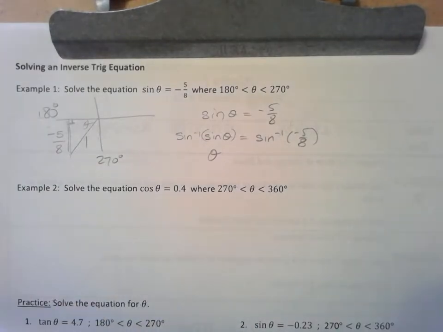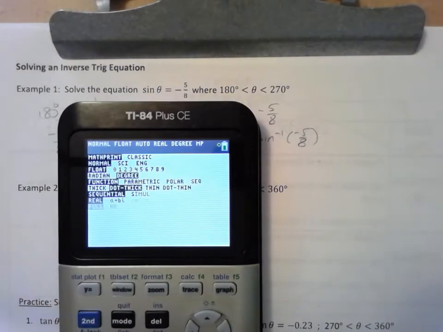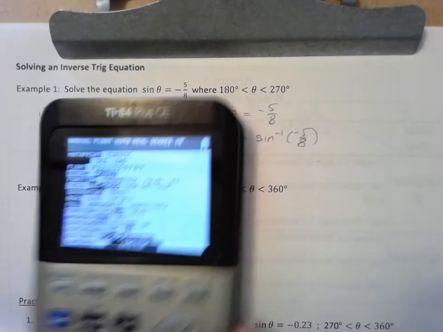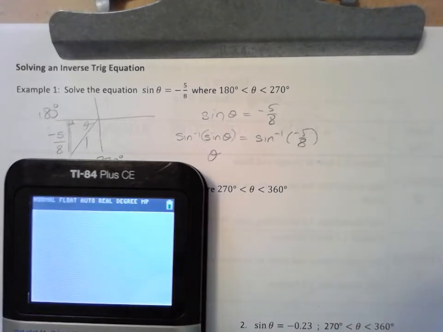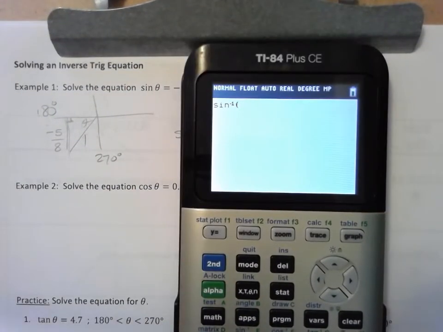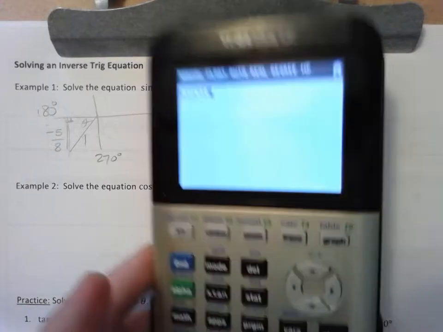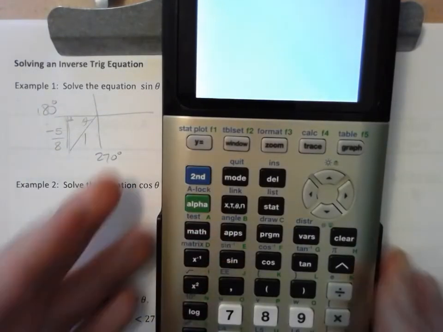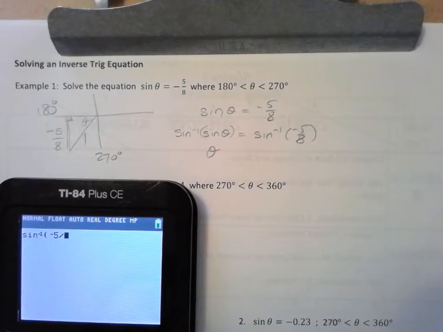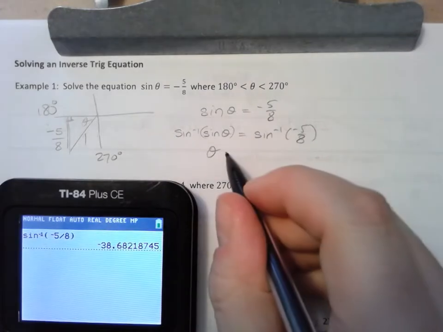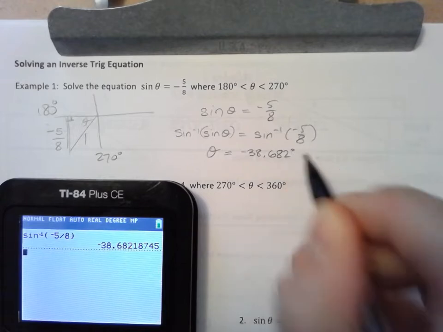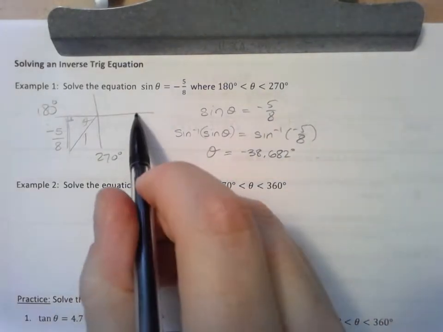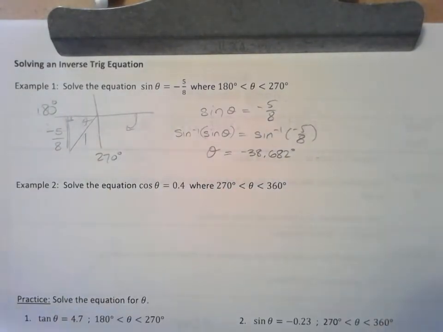Now I want my answer to be in degrees, so I'm going to double check my calculator is in degree mode because it says it's an angle between 180 and 270 degrees. So let's type sine inverse. We're going to use the secondary sine function, so second sine. And then I'm going to type in -5 divided by 8. Close my parentheses, it's good habits. It gives me an angle. My theta angle is going to be approximately -38.682 degrees. Problem with -38 degrees is it's in this fourth quadrant.